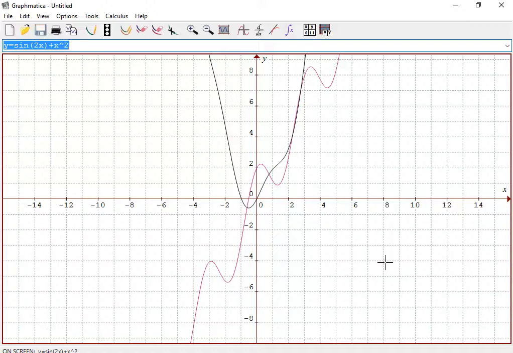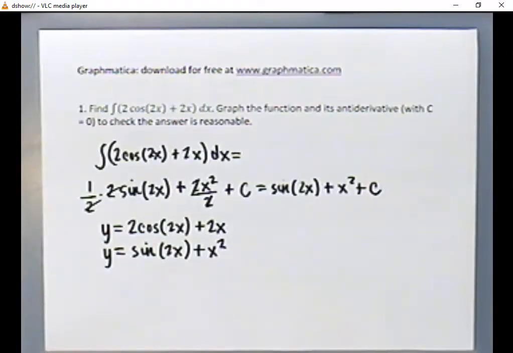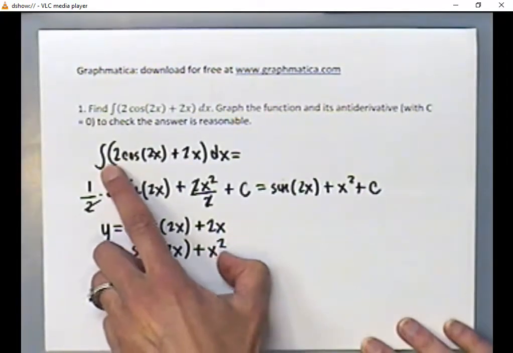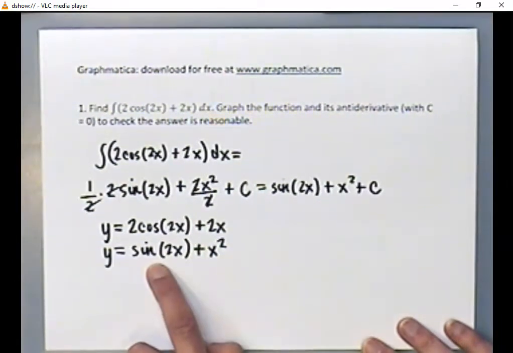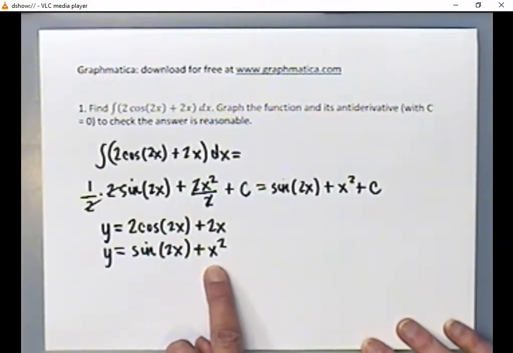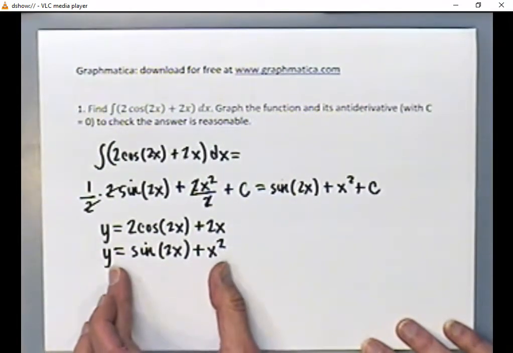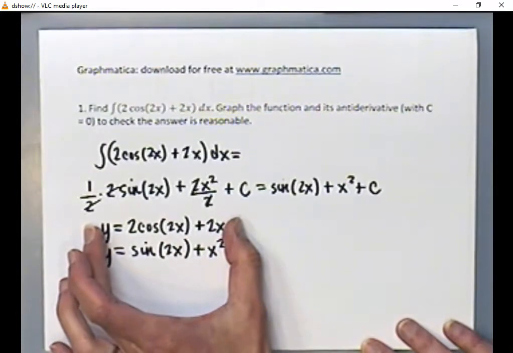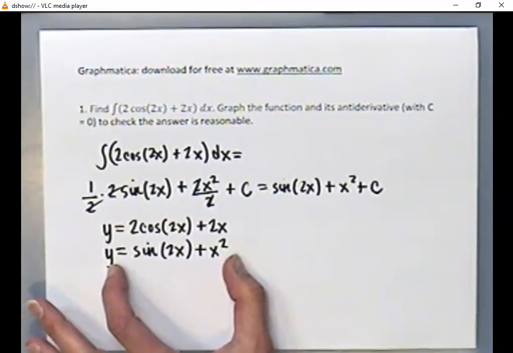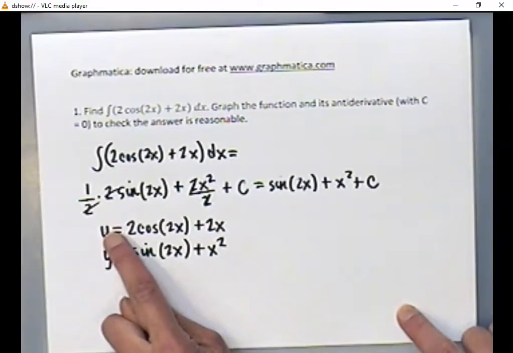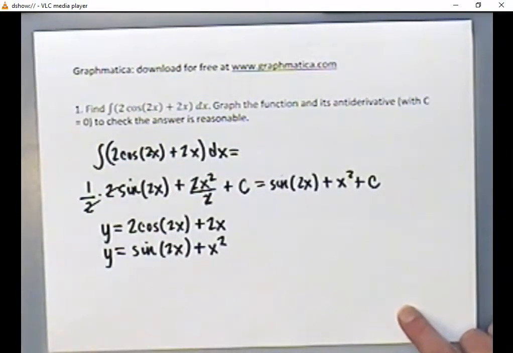Now the one thing I do want you to explain is what the question asks. Why is the answer reasonable? So let's think about that for a minute here. Remember, these were our two equations that we had. Remember, when we integrated this, we got the sine of 2x plus x squared, right? So the relationship is really that this is basically the original function and this is its derivative, right? Does that make sense? So when I took its antiderivative, I got back to the original function. Here, this one is actually its derivative.